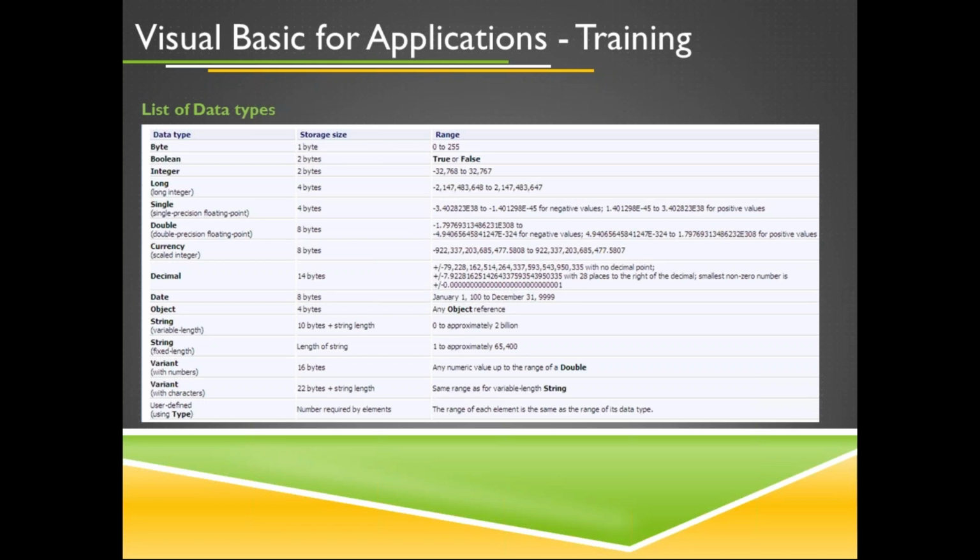Variant again comes in two kinds: Variant with numbers and Variant with characters, and lastly a user-defined type. Now we'll make use of Integer and these types. I will share this PPT with you so that you can revise it later. You can ask me doubts if you have.